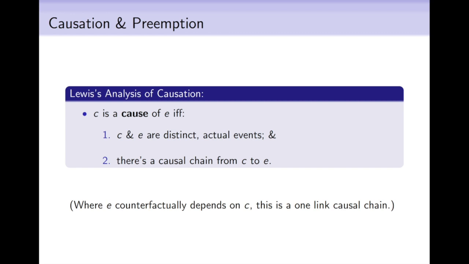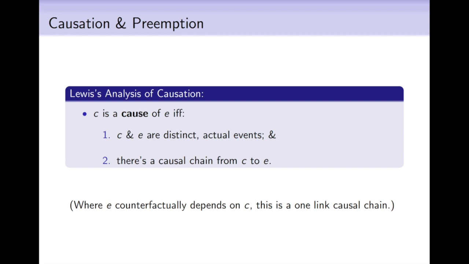Okay, so we're still yet to apply this to the Deer case and show how it helps, but just bear with me a moment. So what Lewis's official analysis of causation is going to be is that C is a cause of E, where C and E are actual events. I should say distinct actual events, right?